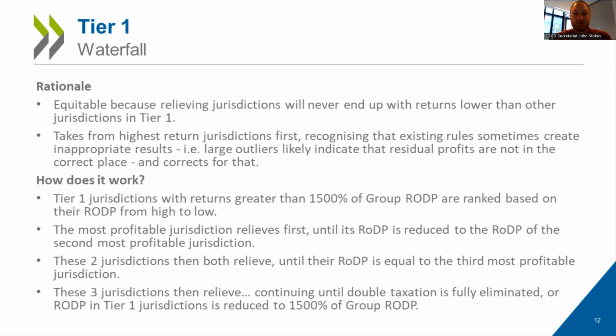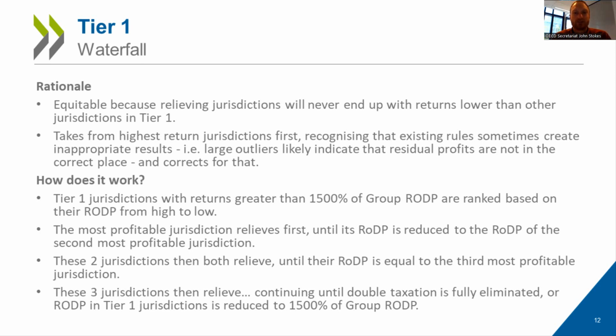The most profitable jurisdiction by that measure is required to eliminate double taxation first until its own RODP is equal with the jurisdiction that has the second most profitable RODP, the second most measure of profitability. These two jurisdictions then relieve double taxation until their RODP is equal with the jurisdiction with the third highest RODP, and so on, until the RODP of those jurisdictions is reduced to 1,500% of group RODP. That is the floor of tier one.